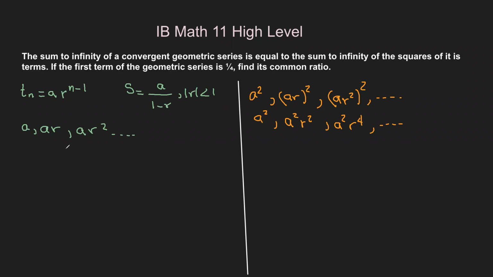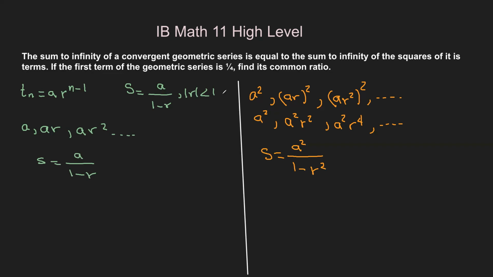Now I'm going to use this equation. I write the sum related to this one: S is A over 1 minus R, because the first term is A and the common ratio is R. At the same time, I'm going to use the sum equation to find the sum of the squares. S equals the first term, which is A squared, over 1 minus R squared, because we multiply by R squared to get from one term to another, so the common ratio is R squared.